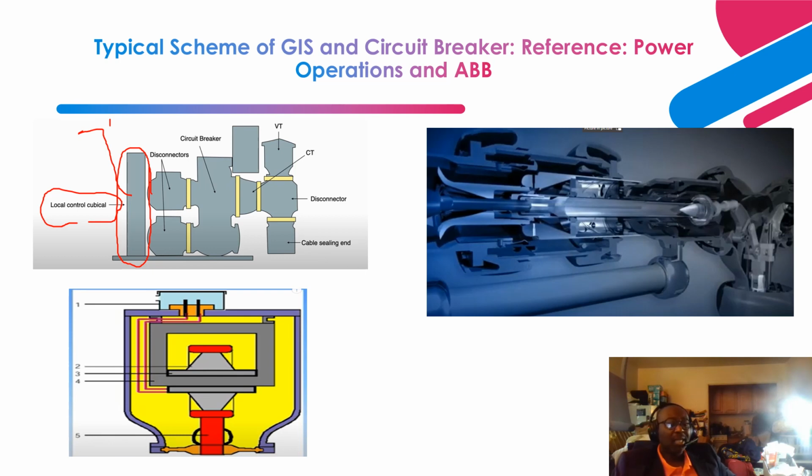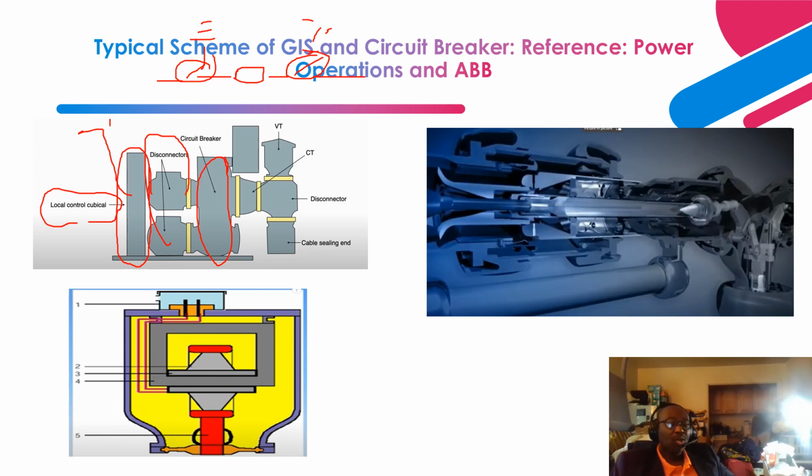Then you have your disconnectors, which are basically isolators. This is your circuit breaker, and like I indicated, on each side of the circuit breaker are your disconnectors, the disconnect switches. You disconnect it and you ground the switch, so you have an earthing switch here.